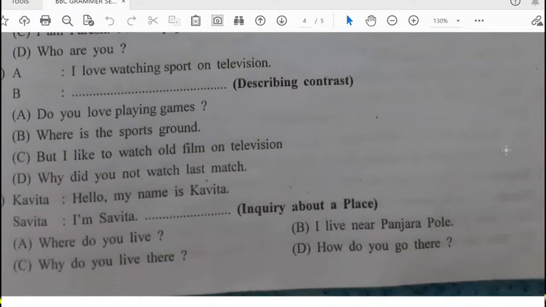So for number 7 dialogue, option C is the proper answer for describing contrast. Now number 8. Kavita said, hello, my name is Kavita. Savita said, I am Savita. Dash dash. Then we are given inquiry about a place.